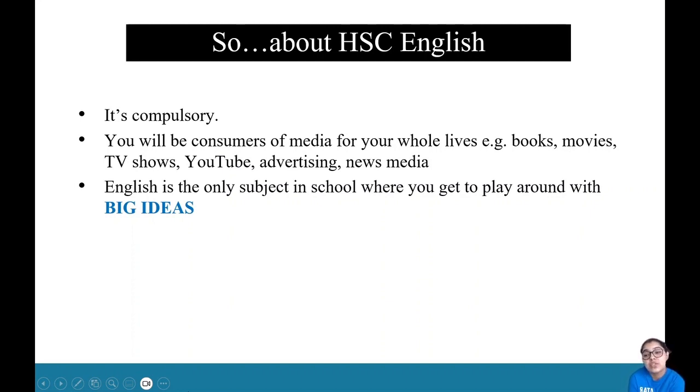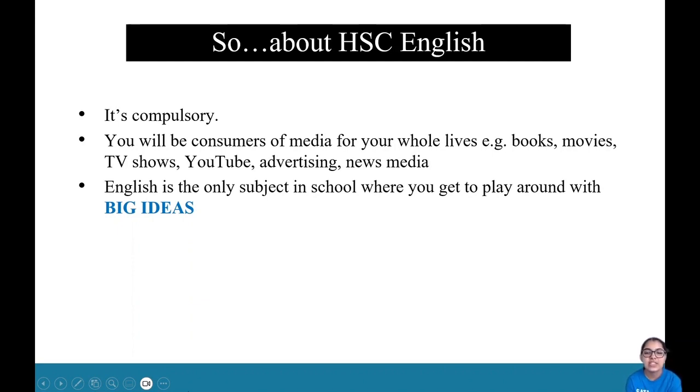So because it's compulsory, you will be consumers of media, and you have been consumers of media your whole lives, right? It's intertwined with who we are, like reading books, watching movies, TV shows, YouTube, advertising, news media. Everything is essentially media. It's stimuli. It's trying to tell us something. It's trying to have a certain effect.